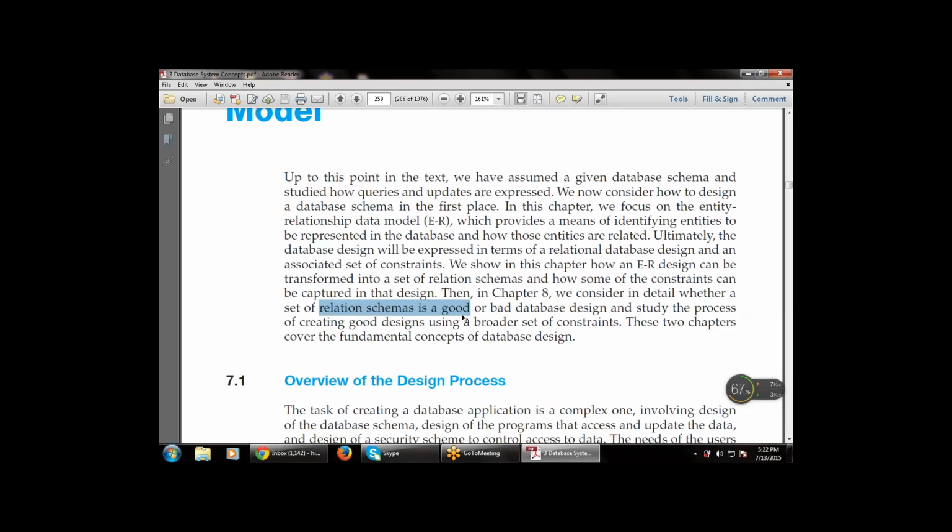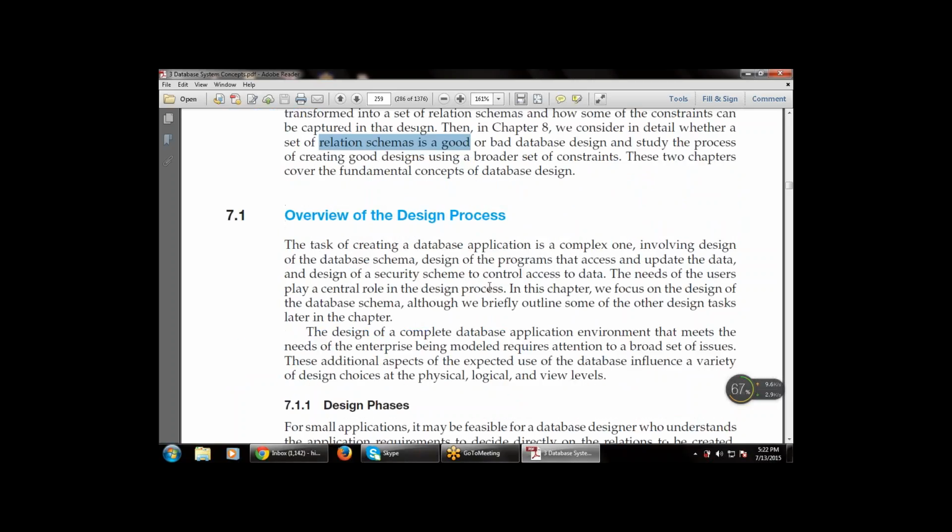Now 7.1 is the overview of the design process. What is the design process? Simply, it is the overview of the designing process. The task of creating a database application is a complex one.